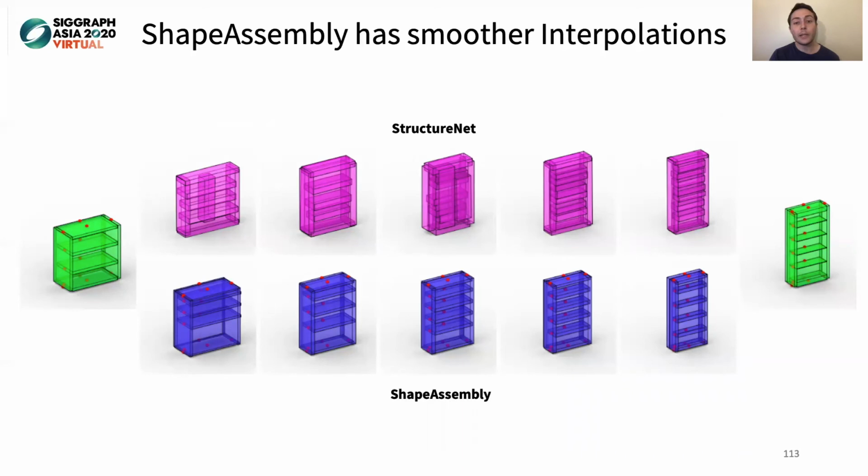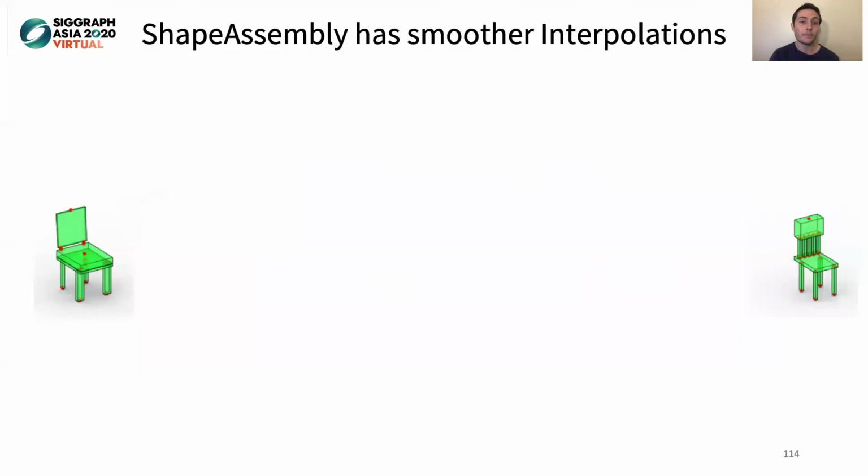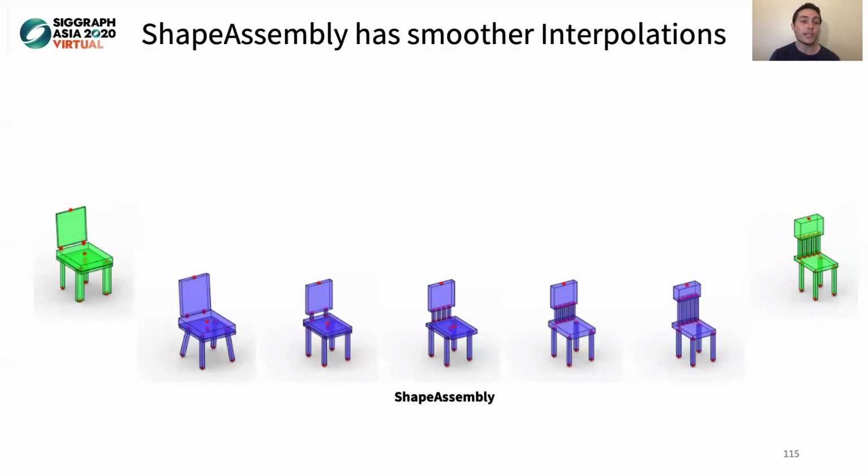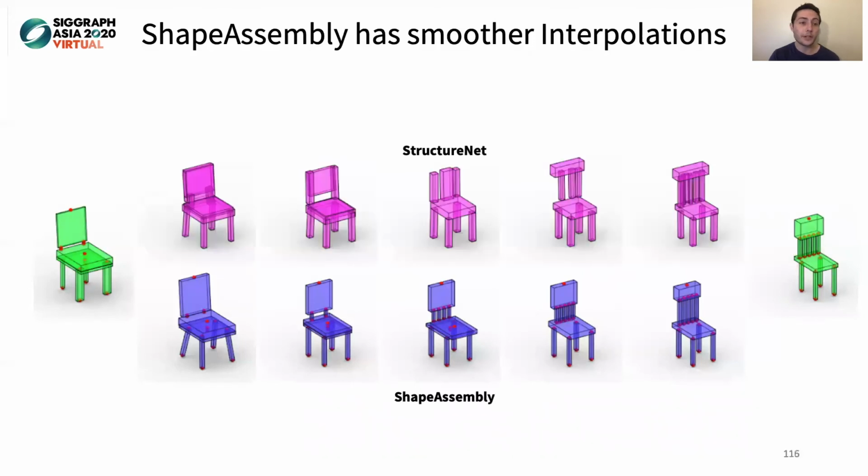The disentanglement between structure and parameters in our shape program representation allows for smoother, more semantic interpolations between shapes with similar structures but different geometry. We consider another interpolation sequence between 2 chairs with different topologies. Here is the shape assembly sequence and the StructureNet sequence.